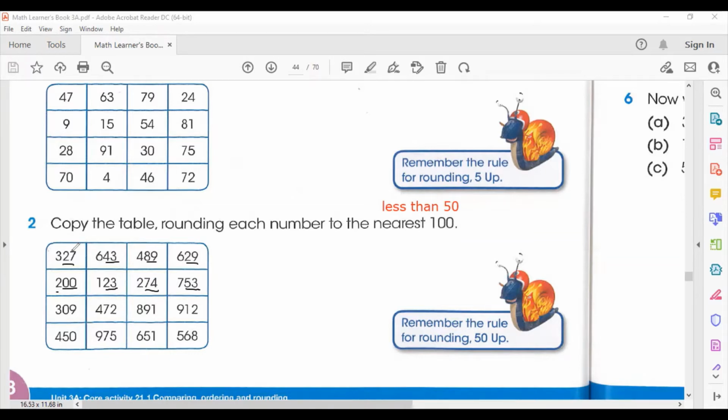Okay, now 327. So is 27 bigger than 50? Obviously not bigger than 50. It's less than 50. So 3 no need to change, as it is we are writing, and put 0 and 0 like this. And after this, 643. Is 43 bigger than 50? No. If 50 or bigger than 50, we need to change, plus 1 in the 100th place value of any number. So 43 less than 50, so 600 as it is we are writing.